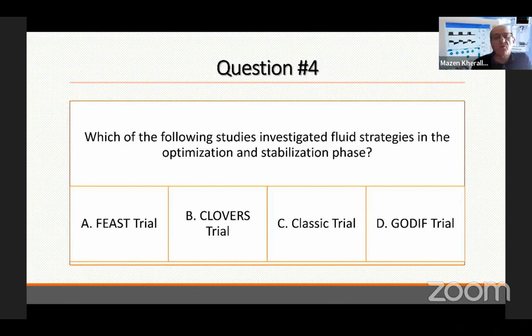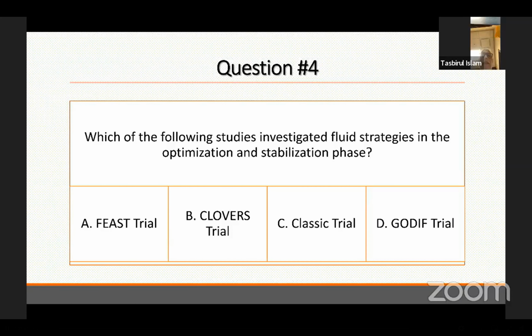Question number 4. Which of the following studies investigated fluid strategies in the optimization and stabilization phase of fluid resuscitation or fluid management? A, FEAST trial, B, CLOVERS trial, C, CLASSIC trial, D, GODIF trial. So we're looking for the study that included the optimization and stabilization phase, which is days after the initial resuscitation. Which study is that?